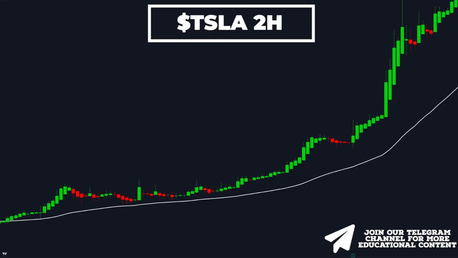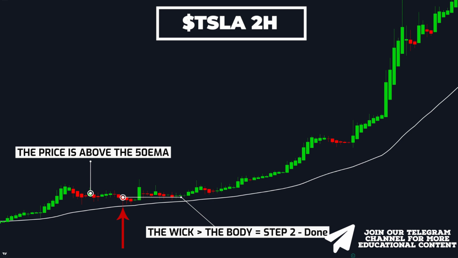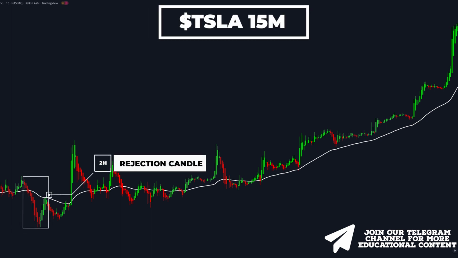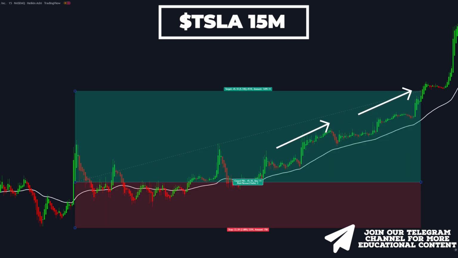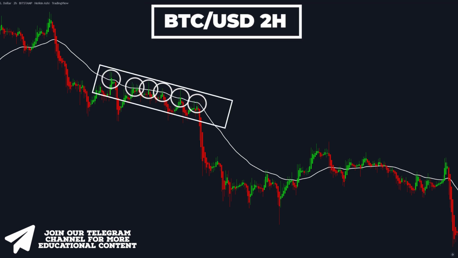Here's Tesla stock 2-hour time frame. So, the price is above the 50 EMA right here, which means that our first step is complete. We can also see a perfect long wick rejection candle right here with a very long wick and small body. So, let's switch to the 15-minute time frame. Here's our 1-hour candle and now we should wait for the 50 EMA breakout, and here it is. We enter right on the next candle, placing our stop loss below the recent swing low, and the price then proceeded up drastically.